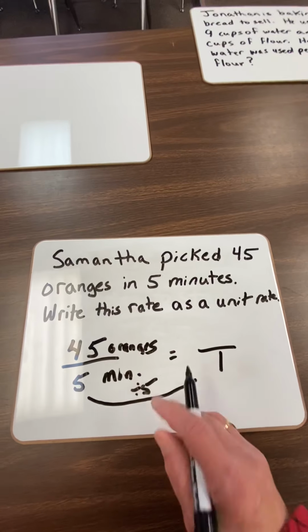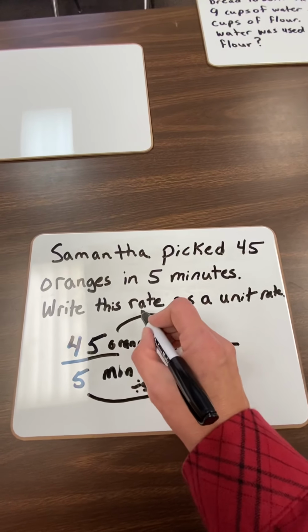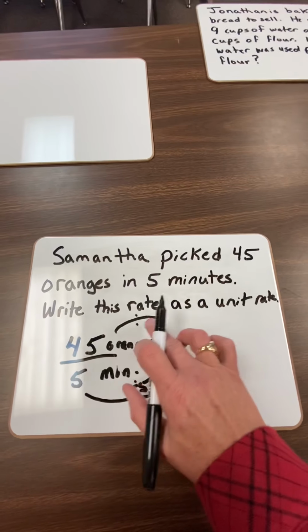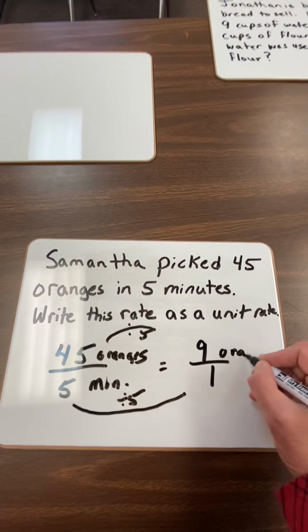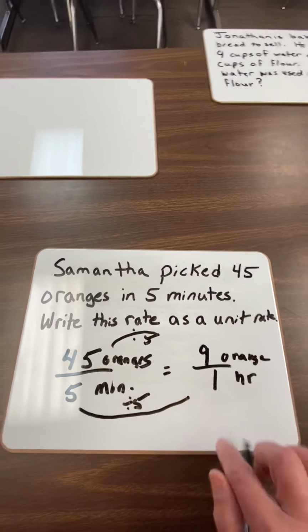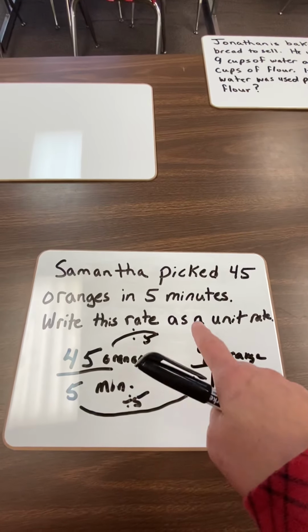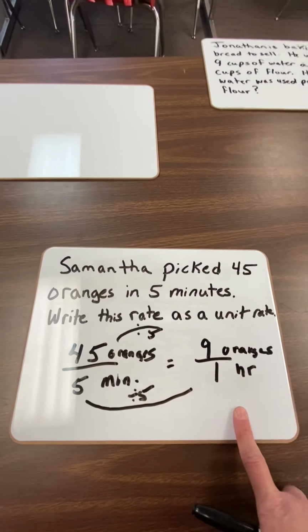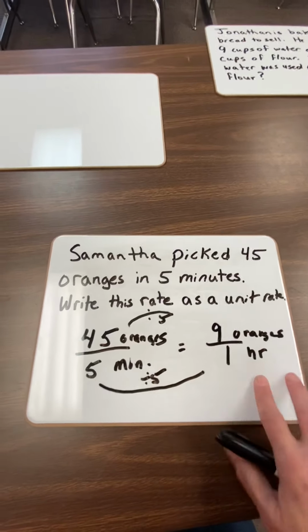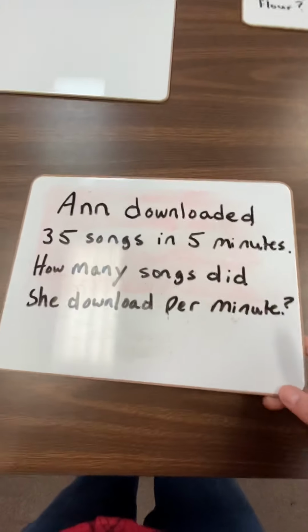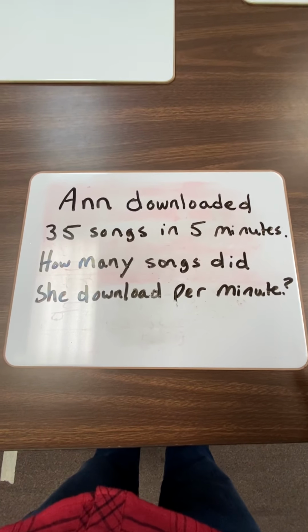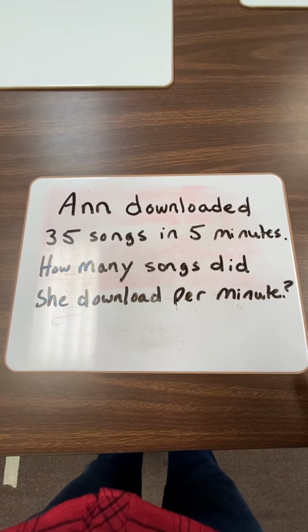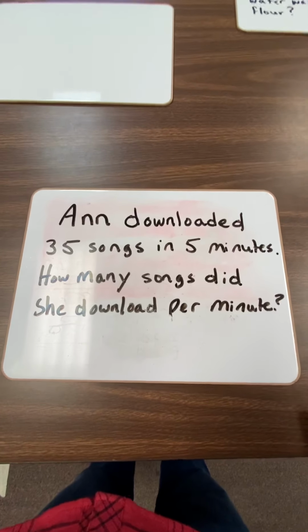If we divide it by 5, we divide the 45 by 5. 45 divided by 5 is 9. So she can pick 9 oranges in 1 minute. So the unit rate would be 9 oranges per minute. Okay? Now you, with your dry erase boards, you try to do this problem. Anne downloaded 35 songs in 5 minutes. How many songs did she download per minute?